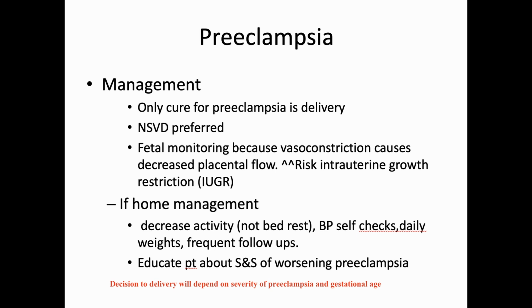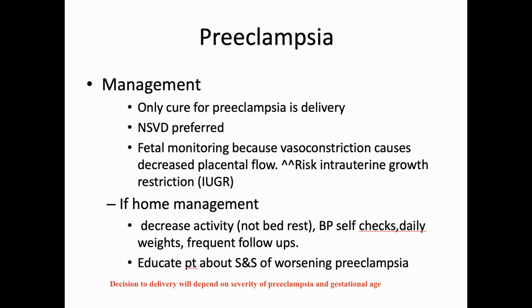So we're watching the fetal monitor because of vasoconstriction to the placenta, so the baby could have less oxygen. It can impact their growth, intrauterine growth restriction. We may notice the baby is not growing on the pattern. You know, the baby is 37 weeks but is measuring 33 weeks. It can kind of fall off that growth chart.